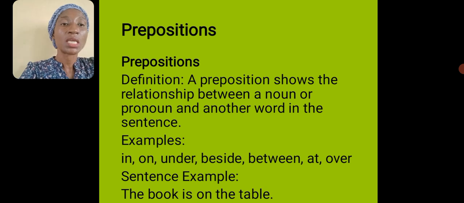The book is on the table. What is the relationship between the book and the table? The word is on. All right, on is the preposition because it shows the relationship between the book and the table.